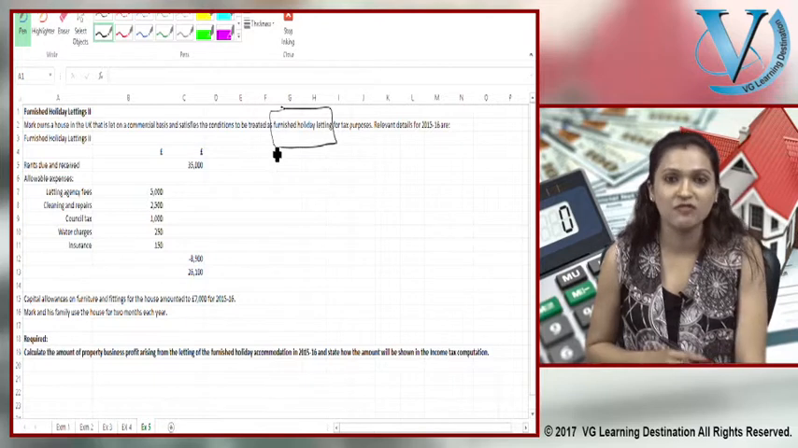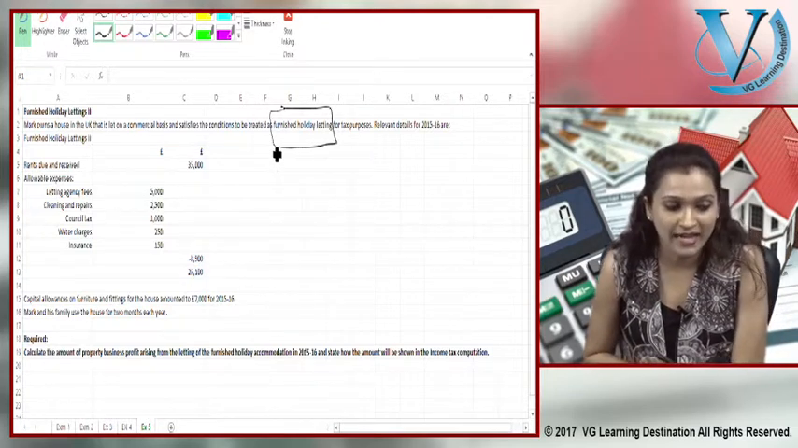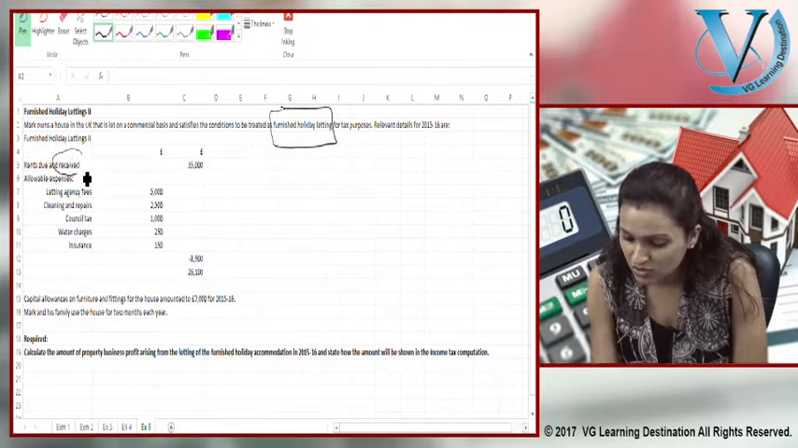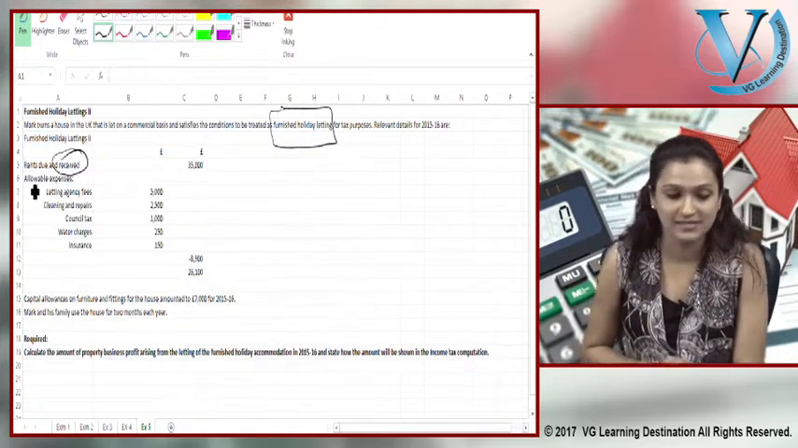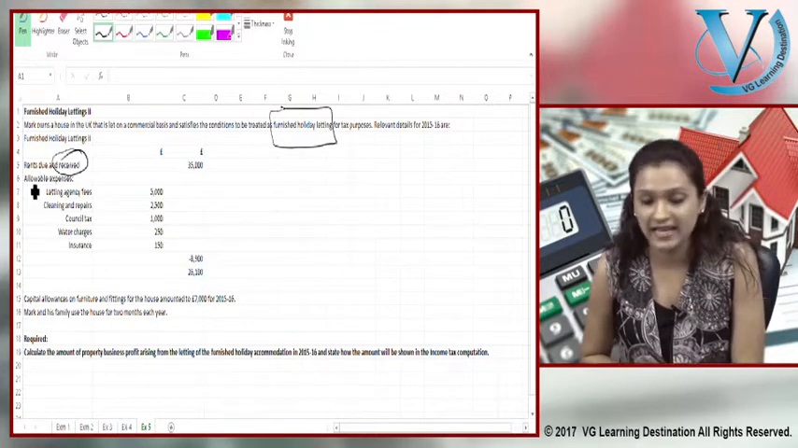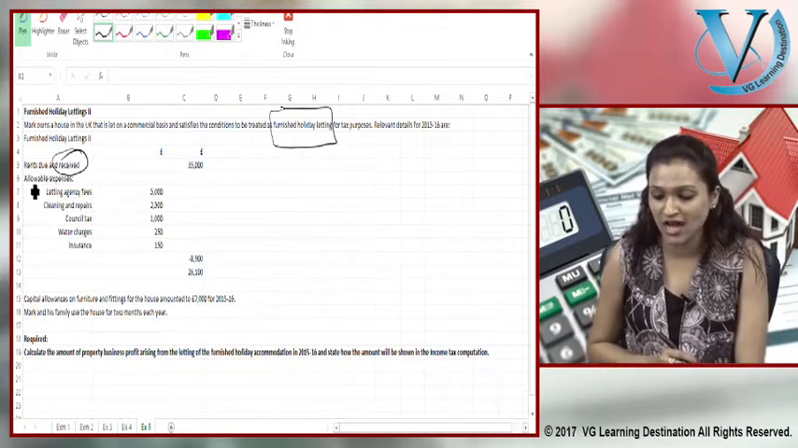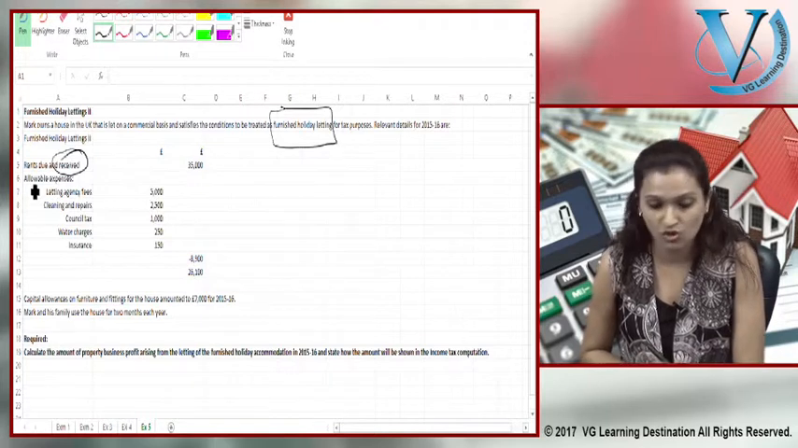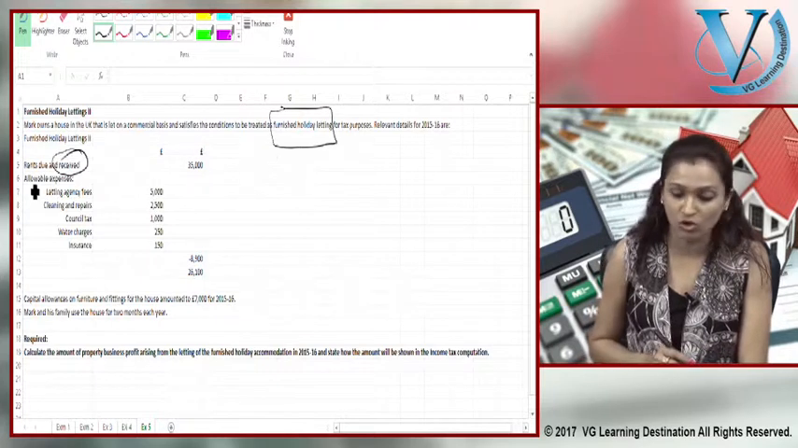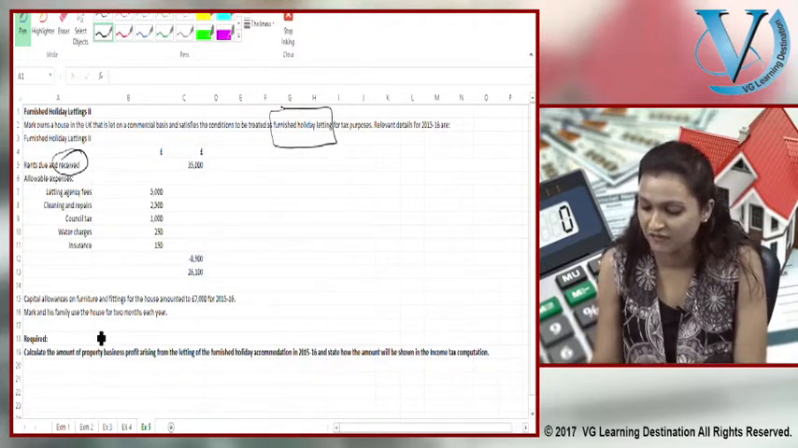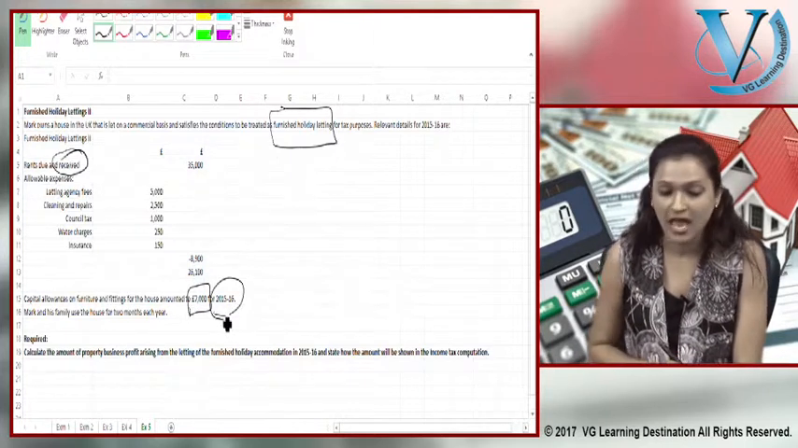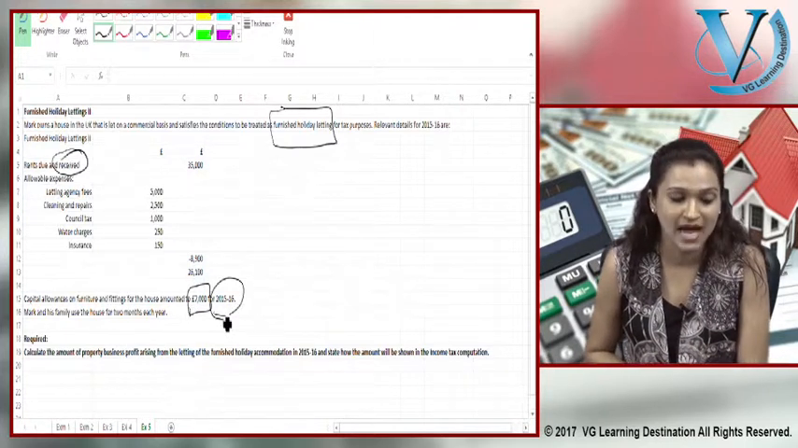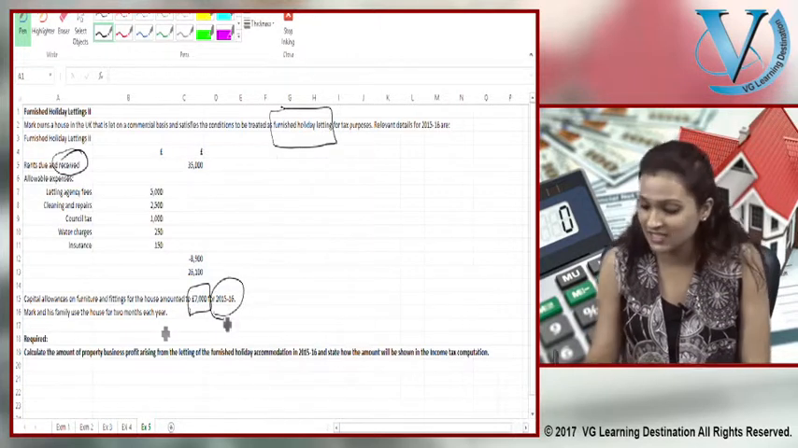The relevant details for 15-16 are as follows. Rent due and received, so this much you've already received, is 35,000. Allowable expenses are letting agents' fees, cleaning and repairs, council tax, water charges and insurance. Everything is told to us. What do we need to do? We need to calculate the profit. Also told to us are capital allowances on furniture and fittings for the house, which are £7,000 for 15-16.